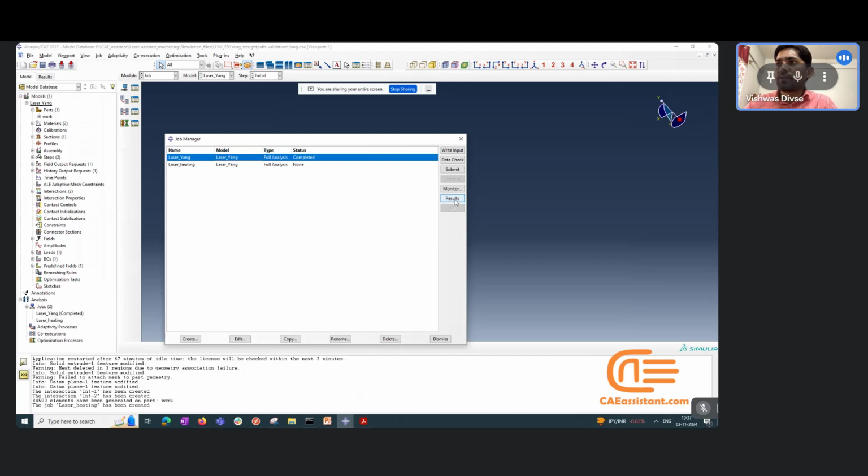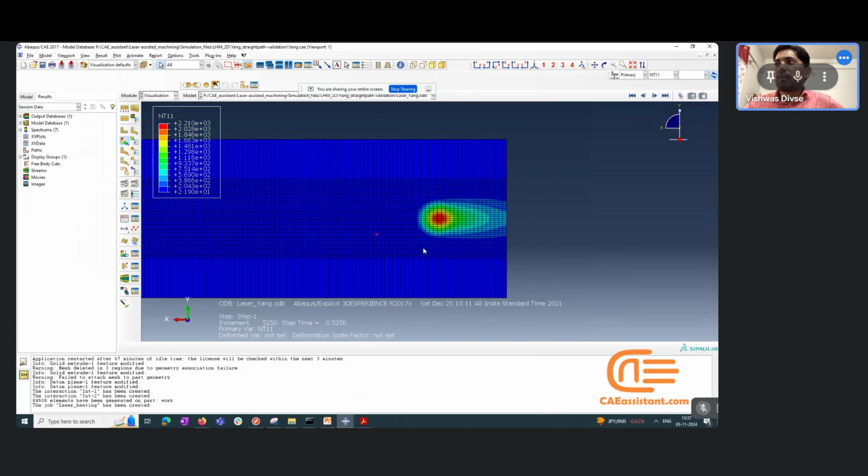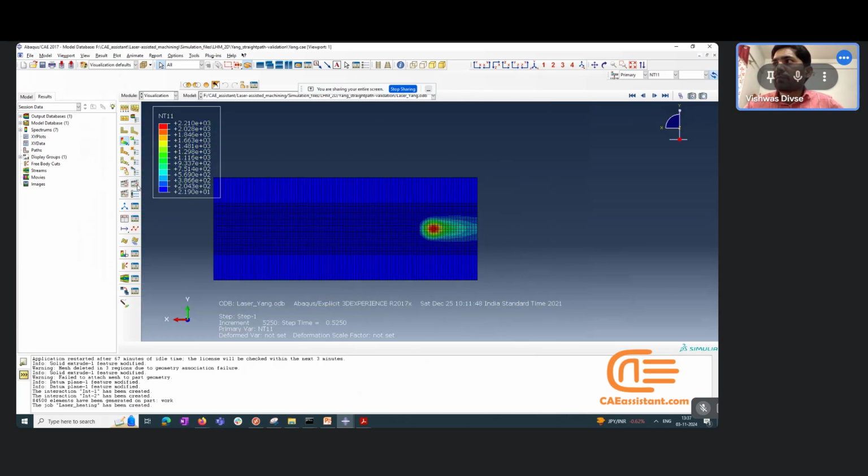If I visualize the results, you can see. I will show you the first video, how my moving heat source looks. See, the laser beam is moving and it is conducting heat. I am showing it from the top view. I will show you the cut view also.